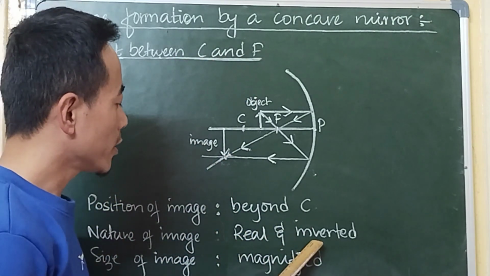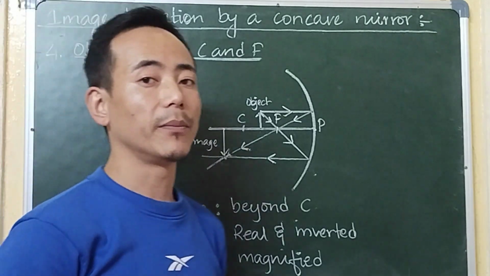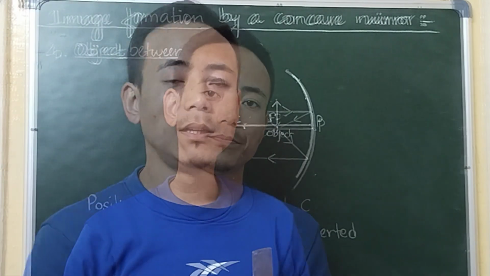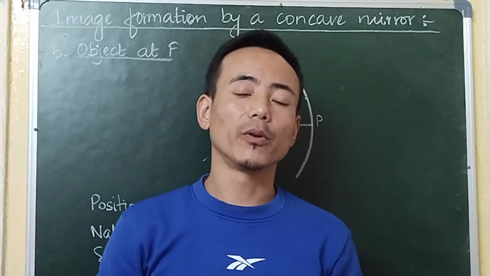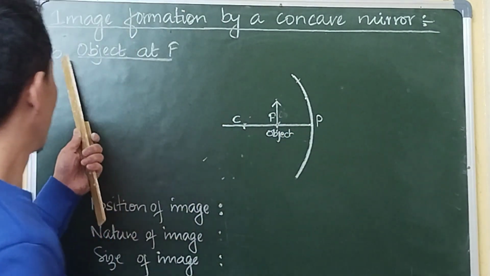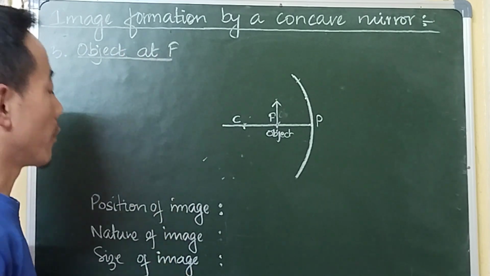It will be real and inverted, and the size of the image will be magnified. So this is case number 4. So let's see the next case where an object is kept at focus. So this is case number 5, object at focus F.